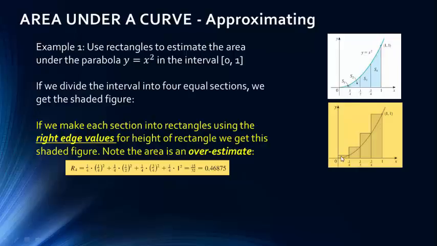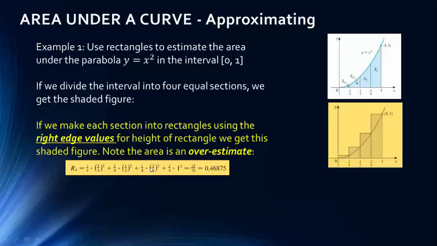So the height of the first rectangle is going to be 1/4 squared. The height of the second rectangle, since we used x equals 1/2, will be 1/2 squared. And here you see the formula: width times height for the first rectangle, plus the second rectangle, width times height, the second x value squared.